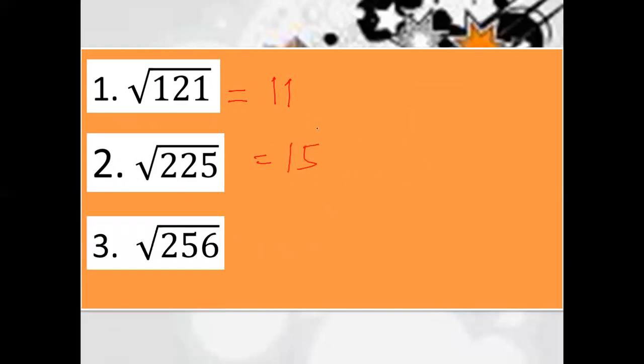Next, square root of 256. Square root of 256 is equal to 16. If I were you, go back to your multiplication table. 1 times 1 is equal to 1. 2 times 2 is equal to 4. 3 times 3 is equal to 9. Go back to your basics on how to solve, go back to your multiplication table so that it would be easier for you to identify perfect square numbers. Because when you square a certain number, the product is already an example of a perfect square number.